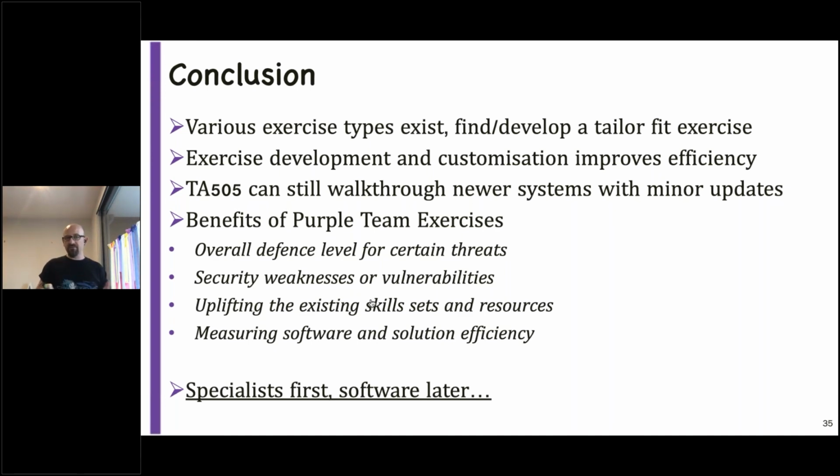In this TA505 walkthrough, I also have identified that TA505 can still walk through newer systems with minor modifications. I have just resurrected AMSI patches, resurrected UAC bypasses, resurrected some token steal information because Metasploit couldn't steal the token from system. I did that. So there are things I have to tweak, but they work well against Windows 10, 2019 Office, as well as Windows Defender, all up to date.